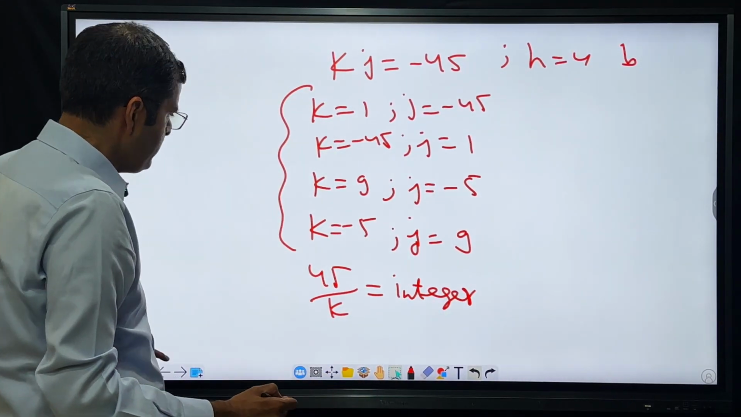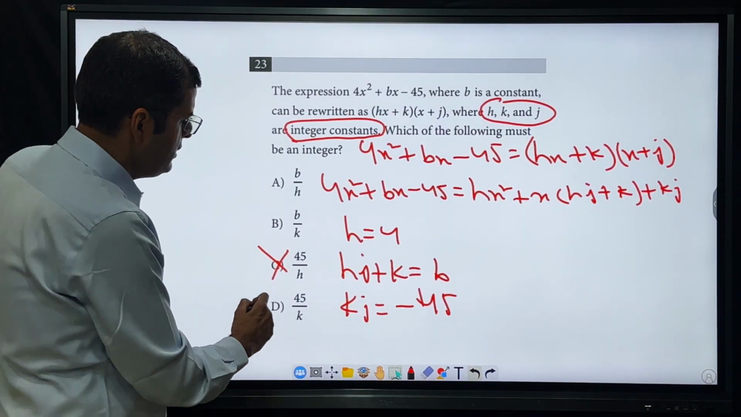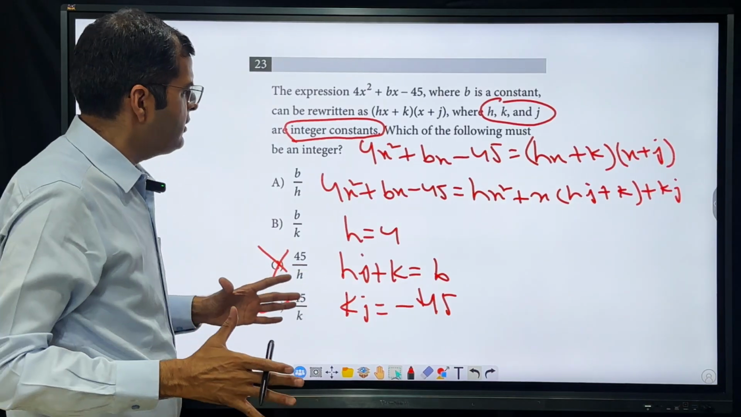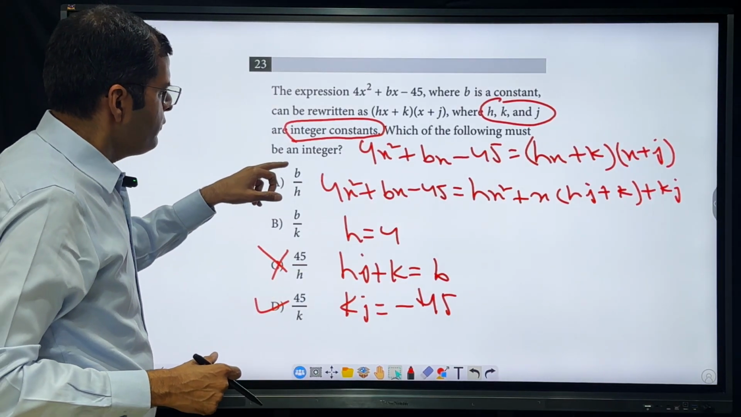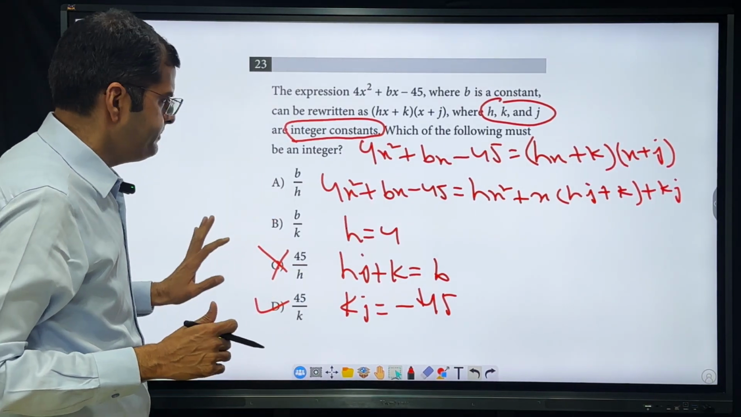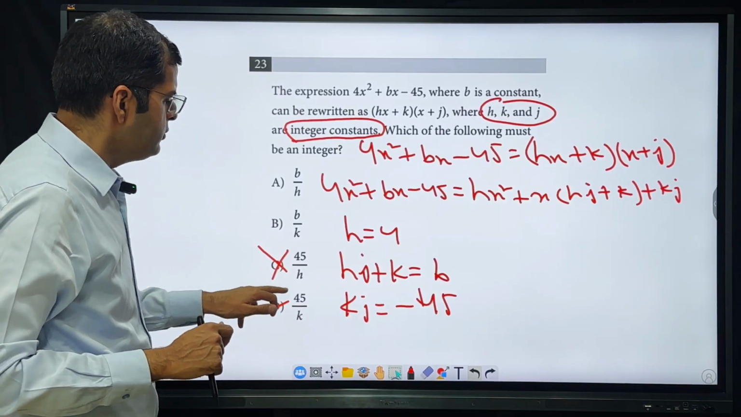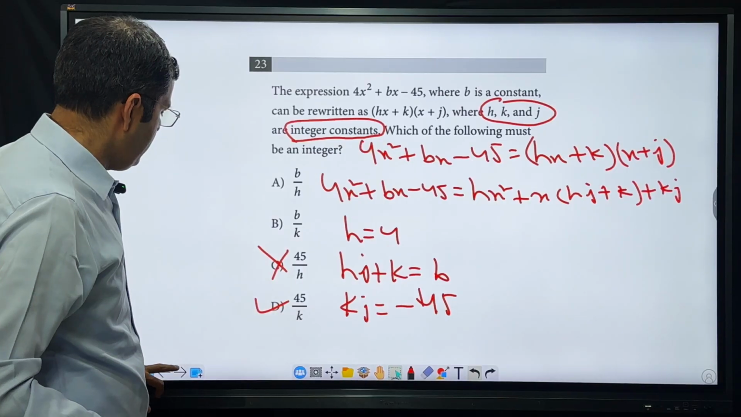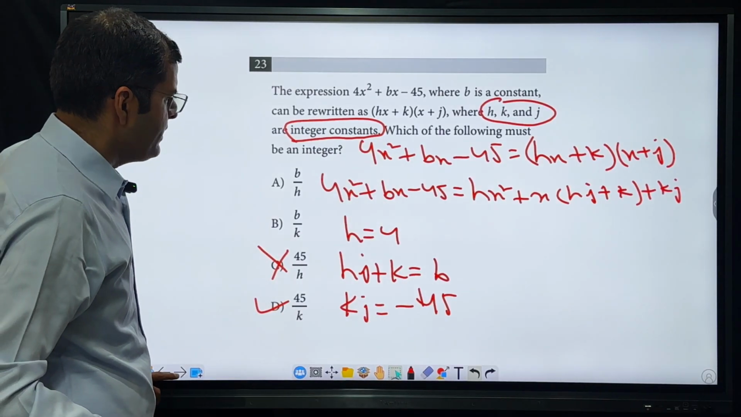So I need not even check the first two options. So I'll directly write option D as correct. But for the sake of completeness, we'll figure out the values of b and we'll see here. On the exam, I will do this and I'll mark D and move ahead. But right now, let me find the value of b.